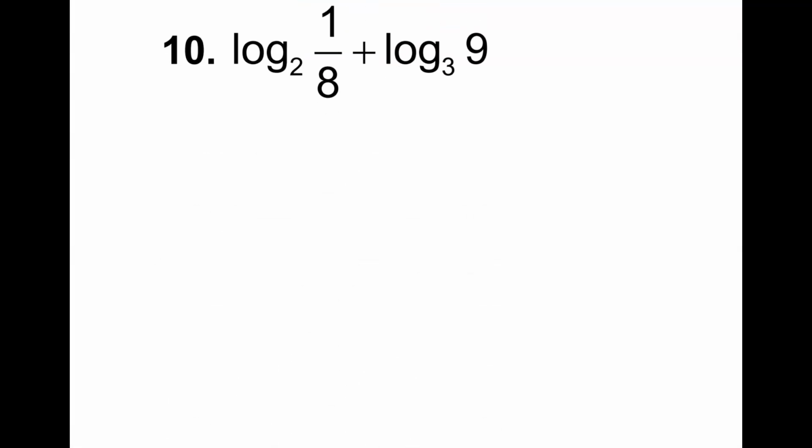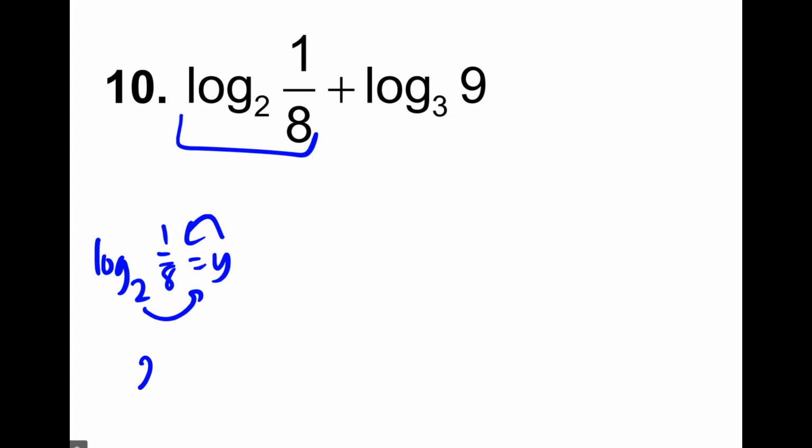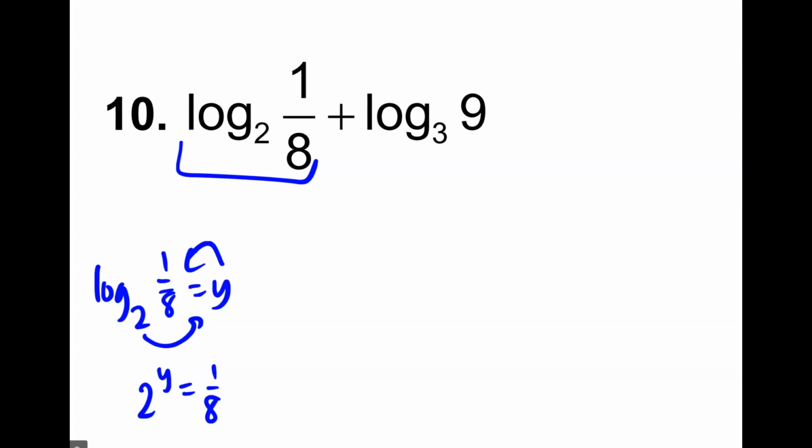Here we go. These are better. This is great. It'd be nice if I could write 1/8 as 2 to some power, so I could easily eliminate it. Or you can just break it up and do this part first. Log base 2 of 1/8 is equal to y, so 2 to the y is equal to 1/8. If only I could write 1/8 as 2 to some power. Oh yeah, 1/8 is literally 2 to the negative 3. So this whole portion right here is negative 3.